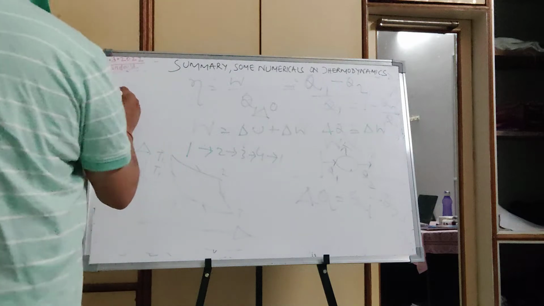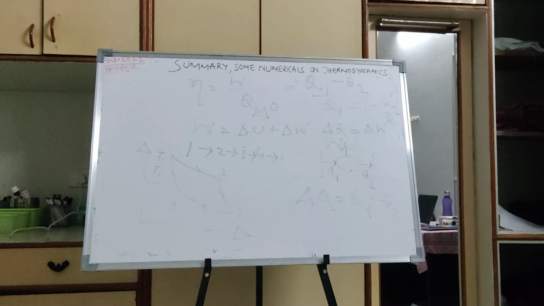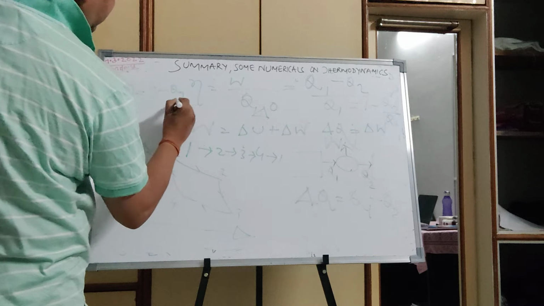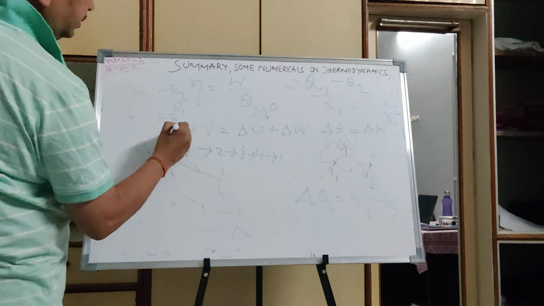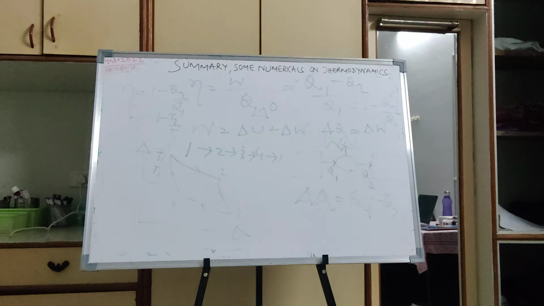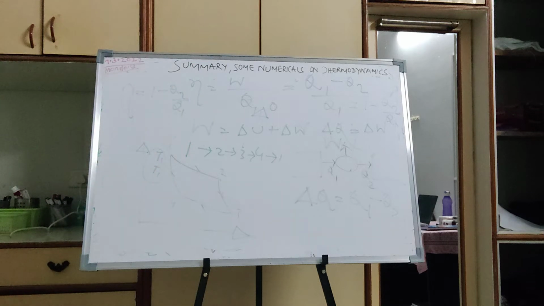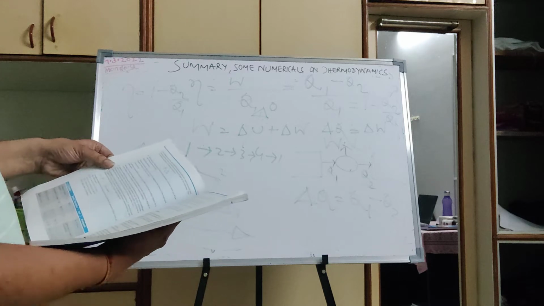So this efficiency is equal to 1 minus Q2 by Q1. You can relate it to the Carnot engine, where it becomes 1 minus T2 by T1, just for remembering. T2 is your sink temperature, T1 is your source temperature. That is for the Carnot engine, not for a general heat engine. This is the general efficiency equation. That is the summary of the efficiency.